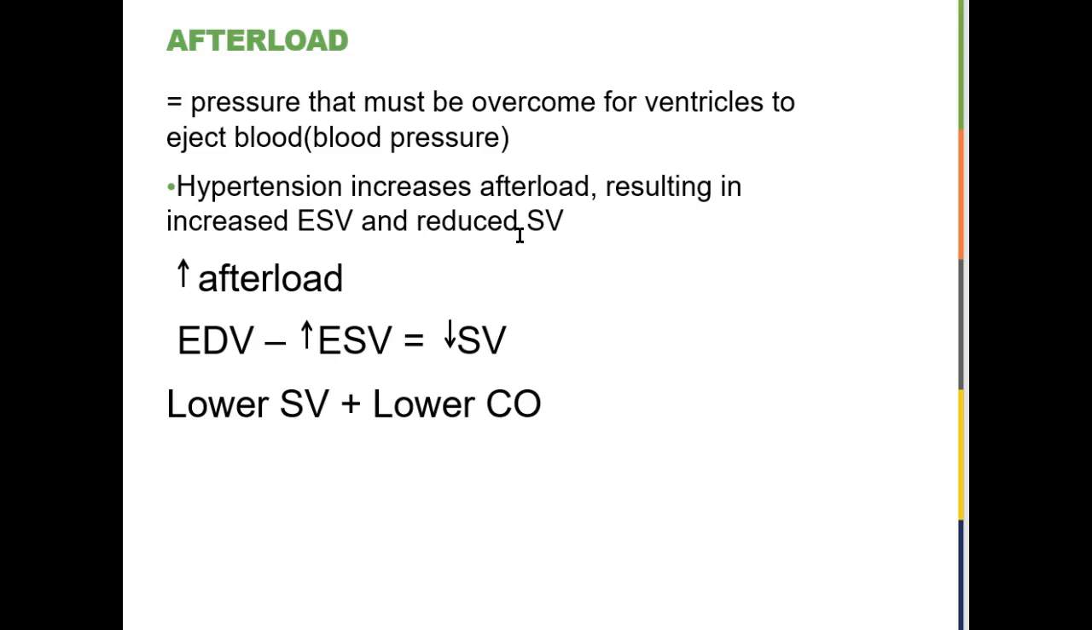Then we move to afterload. Afterload you can basically think of as blood pressure. This is the pressure in your aorta, right? So this is the amount of pressure that your ventricles have to generate before blood is going to leave the heart. So if you have increased blood pressure, it is harder to get blood out of the heart. So your end systolic volume goes up. If your end systolic volume goes up, your stroke volume goes down. If your stroke volume goes down, your cardiac output goes down. So this is why hypertension is bad for you. It makes it harder to pump blood. And if you want to keep a constant cardiac output, then you have to increase either heart rate or contractility. And both of those put a strain on the heart.